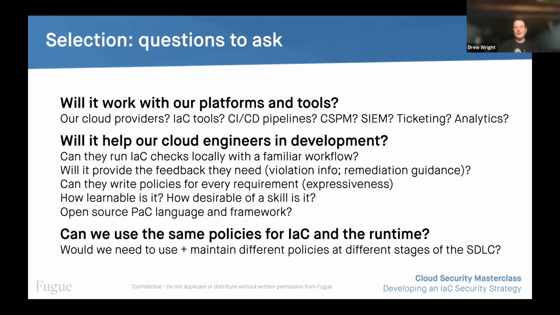So some questions to ask when you're in that selection phase for IaC security. First, will it work with the current platforms and tools? It's obvious, we're using AWS or Azure or both, or Google Cloud, Terraform, CloudFormation. Are these security tools going to work with those? Are they going to integrate with our CI/CD pipelines? How will it play with our current CSPM, or Cloud Security Posture Management, tools?